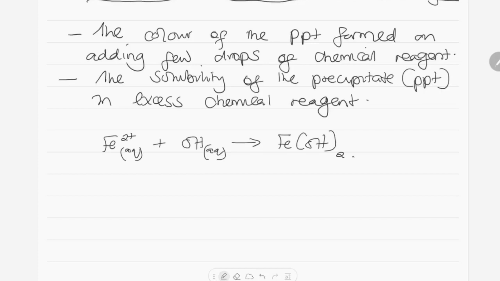Cations are identified by their characteristic color. Copper 2, blue color; iron 2, green color; iron 3, reddy brown color.